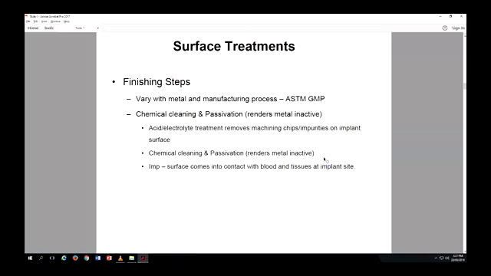The other finishing steps, again, depend on the metal. So ASTM good manufacturing practice would basically provide some standards for different finishing for all sorts of applications and materials. Again, as we said, chemical cleaning and passivation, using acids and electrolyte, would remove a lot of the machining chips and basically clean the surface, and also the chemicals. It's very important to take that into account as it's in contact with your blood and the tissue and body.